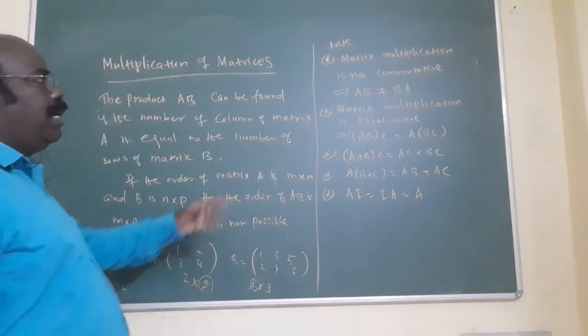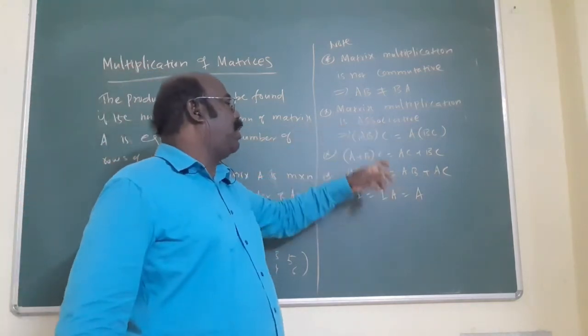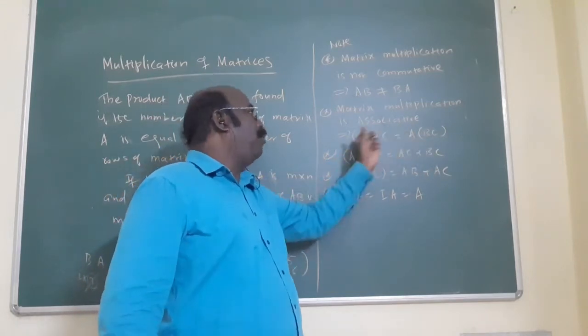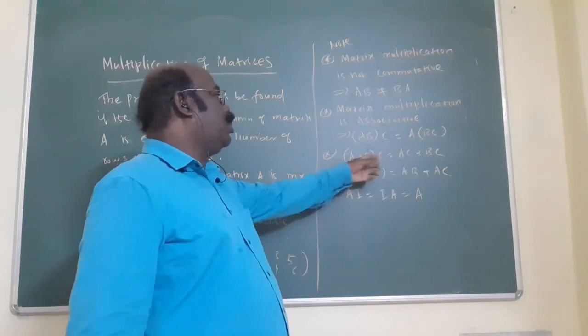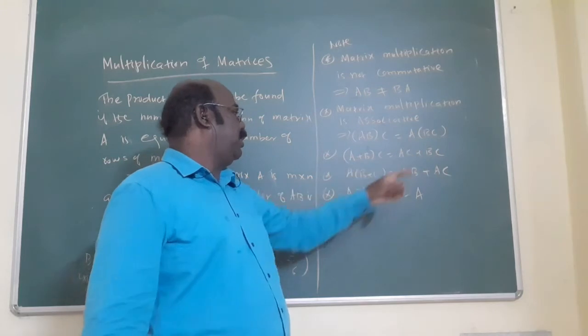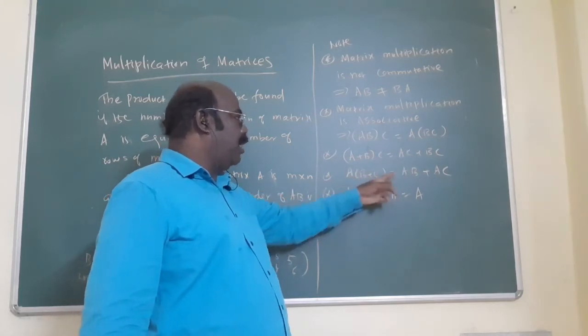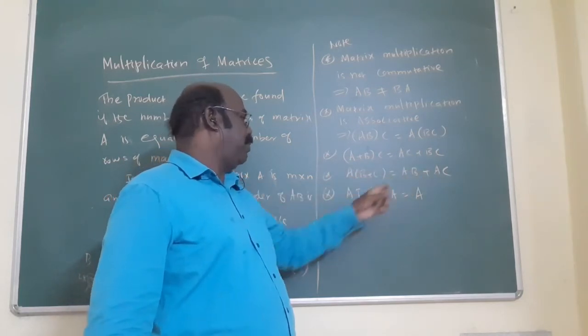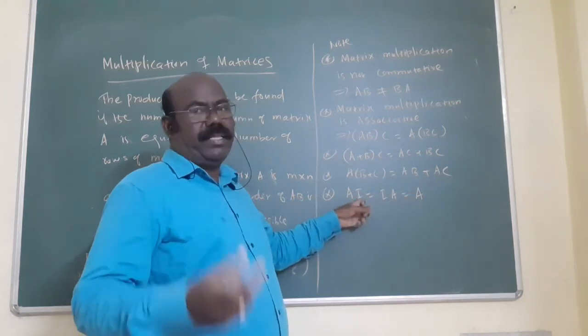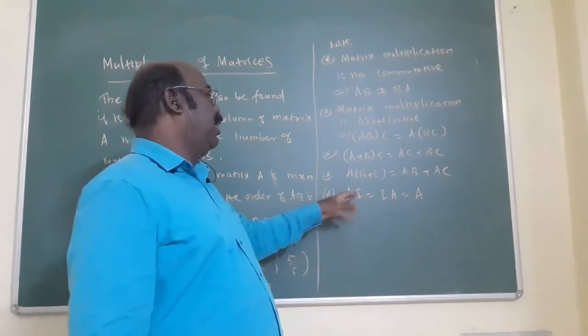Then matrix multiplication is associative. That means A with B, then C, or BC with A, both are the same. Then this is the distributive law. A plus B into C is A into C plus B into C. A into B plus C equals A into B plus A into C. And IA equals A. These are equal because I is the unit matrix, 1 0 0 1. That's why this will be equal.